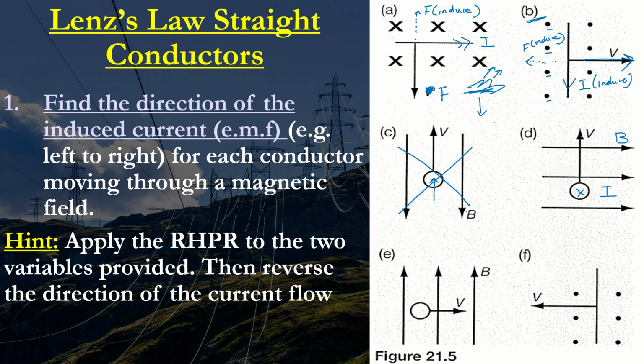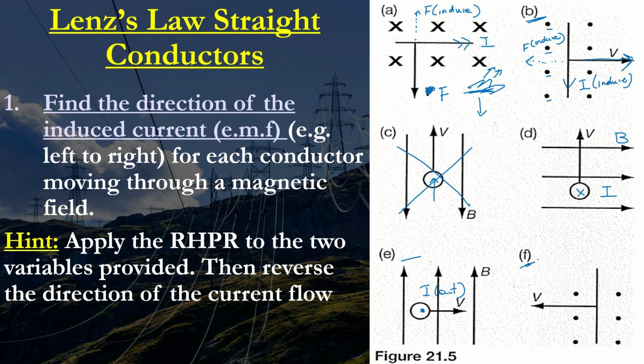Okay, next one we have is E. Okay, so conductor is going to the right, so left hand palm is facing the right hand side. Magnetic field is pushing up the page. So what we see is my induced current, which is my left thumb, is coming out of the page. Okay.